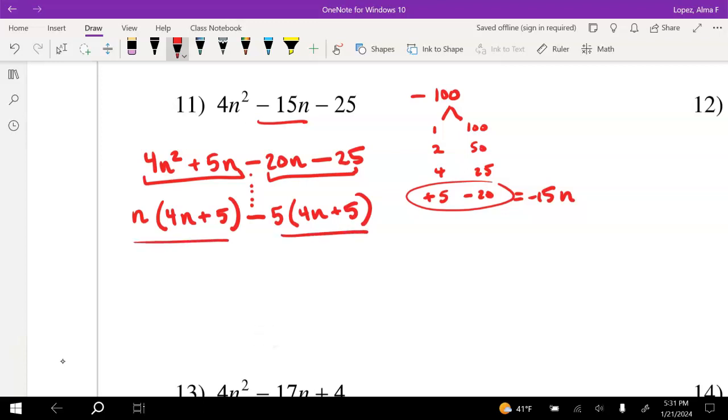Now I'm down to two pieces. Those two pieces have a 4n plus 5 in common. When I factor it out of the first term, it's going to leave behind an n. When I factor it out of the second term, it's going to leave behind a negative 5. All right, I'll see you in the next video.